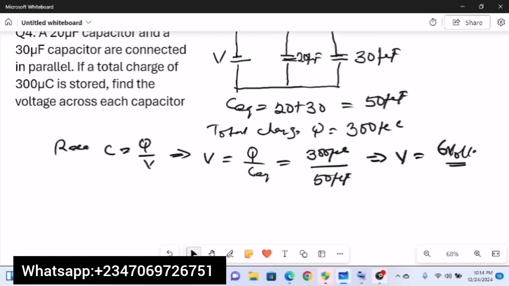Alright, so remember that when capacitors are arranged in parallel, the same potential difference flows through them. So this implies that the potential difference across the first capacitor, V1, is equal to the potential difference across the second capacitor, V2, and that is equal to what? 6 volts. And that is simply the answer.